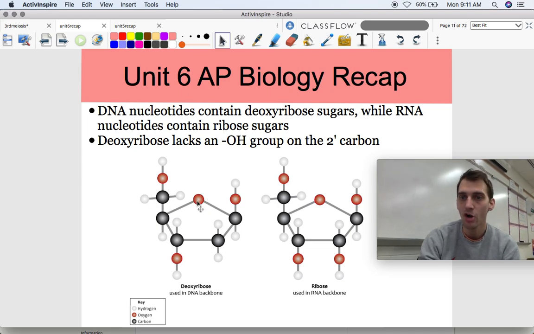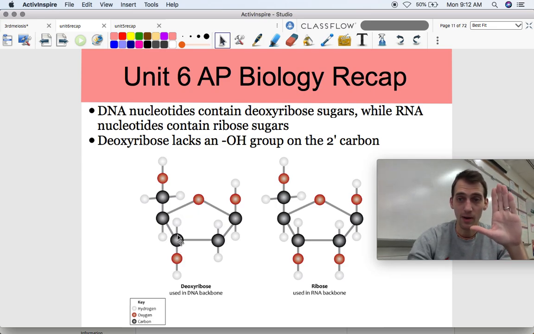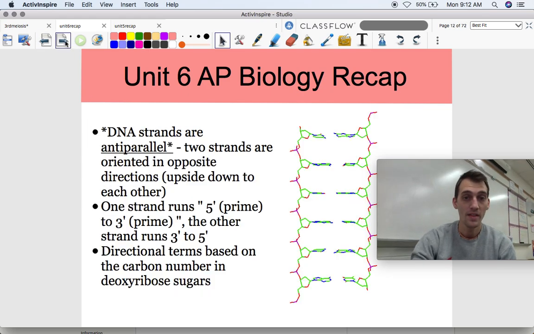So this is a 5-carbon sugar, right? You can count 1, 2, 3, 4, 5. So if we count going down 5, 4, 3, 2, 1, you can figure out that this is the 5', this is the 4', this is the 3'. All right, so that means that this deoxyribose, if it was part of a nucleotide, would kind of be facing this way, while the other one kind of faces the other way, or runs in the 3' to 5' direction.